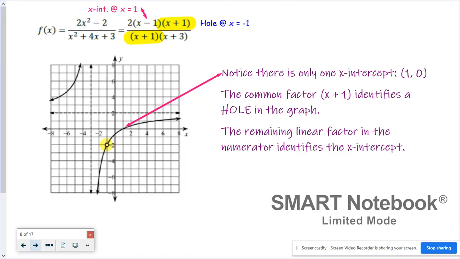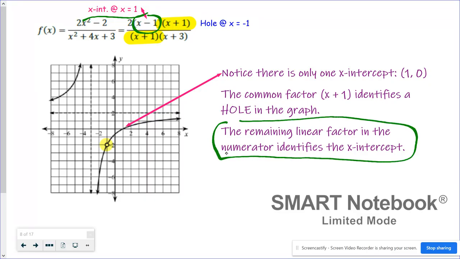And then the holes, this is just another example of a hole. And this one also takes into consideration the x-intercept and the vertical asymptote. Looking at my factored form, I have highlighted x plus 1. So that means there's a hole at negative 1. And then I'm saying that the x minus 1 on top indicates that the x-intercept is positive 1. Basically, it's the remaining factors in the numerator that identify the x-intercepts.